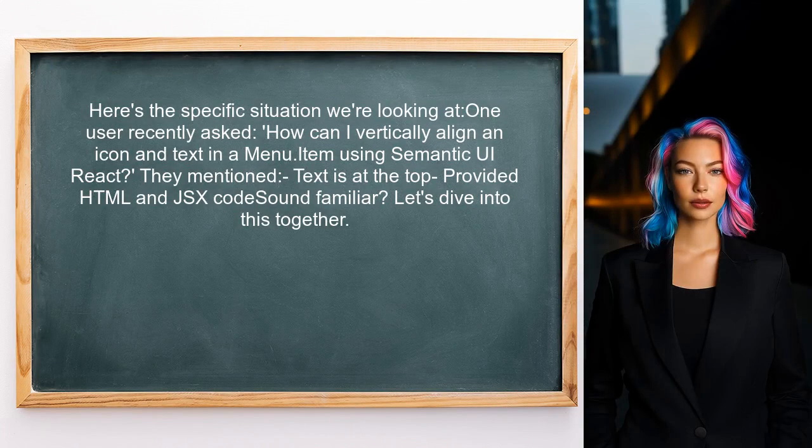Here's the specific situation we're looking at. One user recently asked, how can I vertically align an icon and text in a menu item using Semantic UI React? They provided their HTML and JSX code, but the text always seems to be at the top. Sound familiar? Let's dive into this together and find a solution.